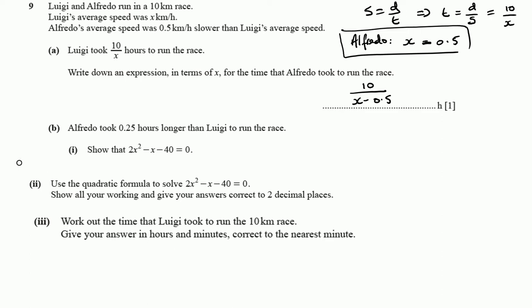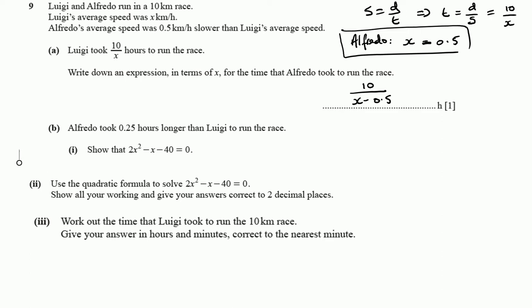Alfredo took 0.25 hours longer than Luigi to run the race. And now we get a question that says, show that 2x squared minus x minus 40 equals 0. Now this seems to come out of nowhere, and it's very important in problem-solving questions to focus on what you know and what you're told, rather than where you're being asked to get to.